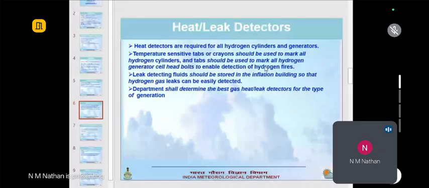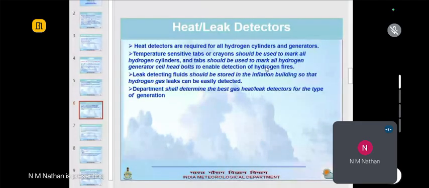Then, obviously, in the hydrogen storage location or hydrogen shed, you are supposed to keep heat detectors or leak detectors, and smoke detectors can also be installed there. So that if any smoke or heat or any fire, or anything nearby is happening, then an alarm will come. Then you can safeguard your cylinders. Otherwise, if anything happens, that will be a disaster.